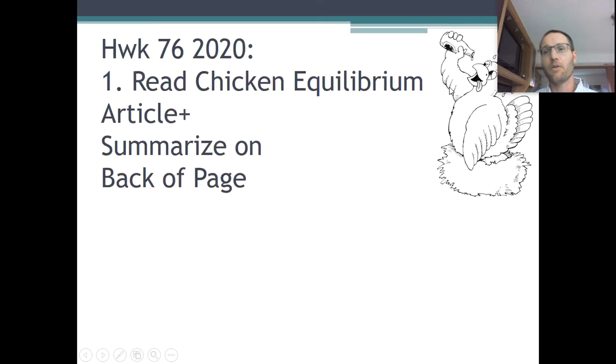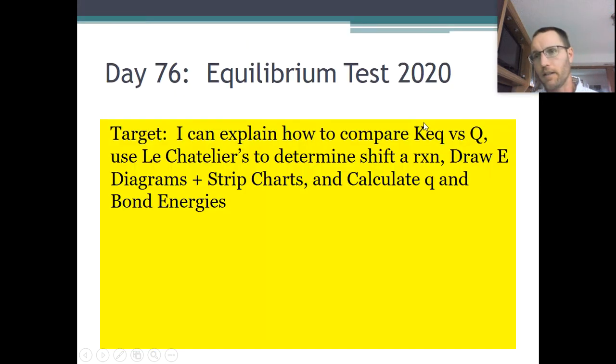Now, good news, of course, as we look into that, today you will hopefully take your equilibrium test, or at least in this next week, and that'll give you an idea whether or not you understand Keq, Q, Le Chatelier's principle, how to shift the reaction to do what you want, how to draw energy diagrams, how a strip chart can tell you the story of those, what Q is, the transfer of energy, and then how that links to breaking and making bonds and how you add up the differences.